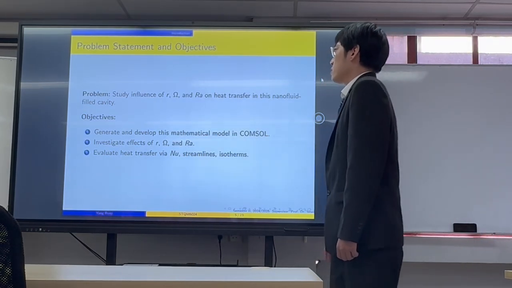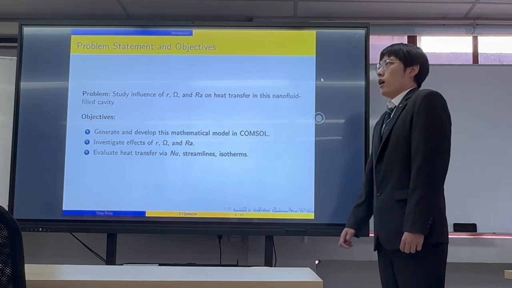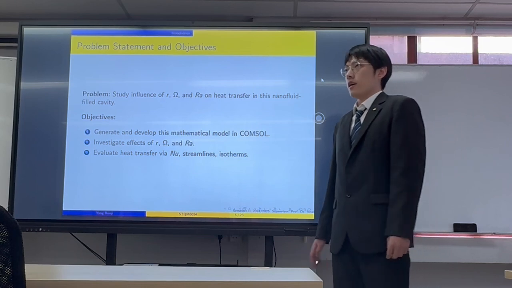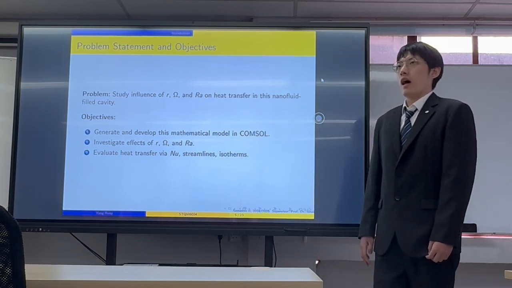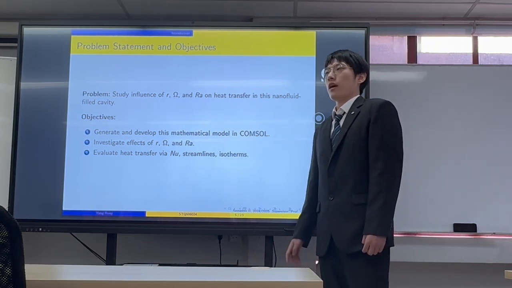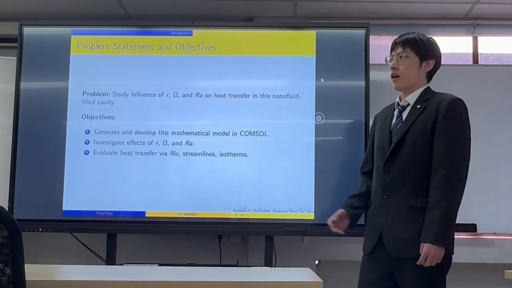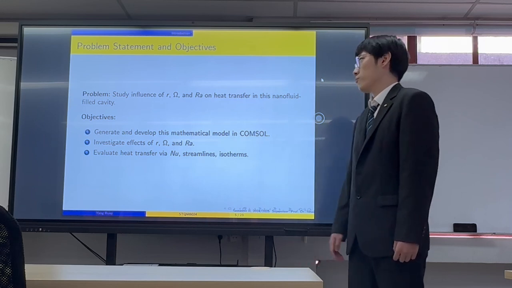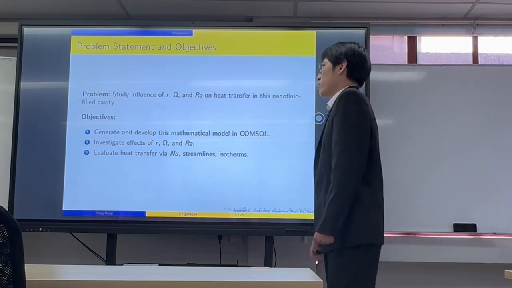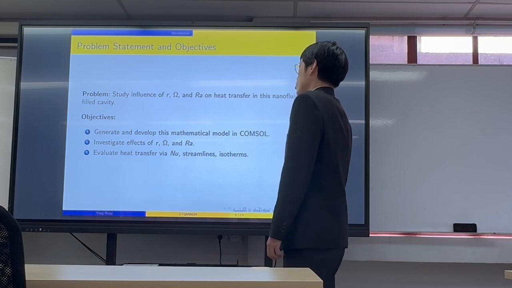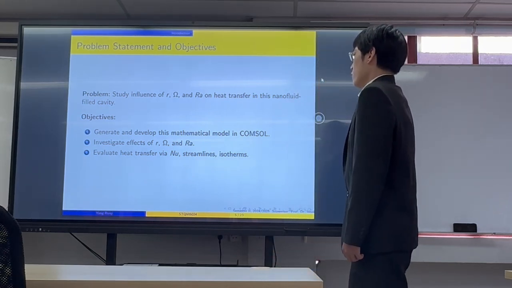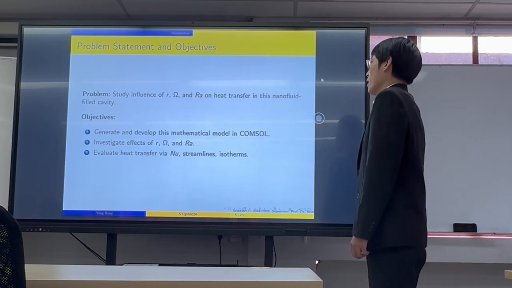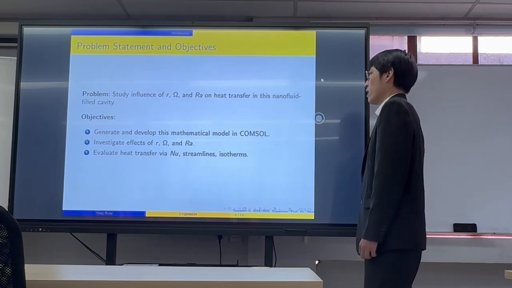Then is the problem statement and objectives. The main goal of this study is to investigate how this hybrid nanofluid can improve heat transfer in a square cavity with a heated rotating circular object in the middle. The specific problem is to study the influence of radius, angular velocity, and Rayleigh number on heat transfer in this nanofluid filled cavity.